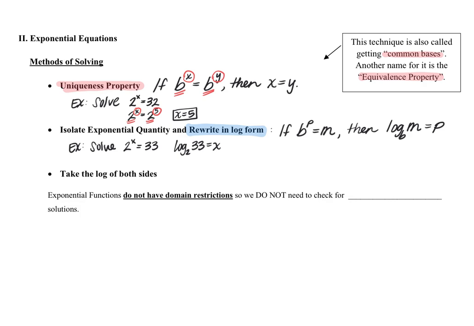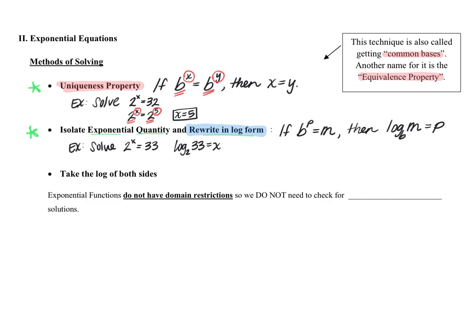Then our third method of solving is called taking the log of both sides. This happens to be my least favorite. I'm going to always encourage you to try to use the first two methods, which would be the uniqueness property, and then isolating the exponential quantity and rewriting the equation in log form. But I will also show you some examples where you can take the log of both sides if you prefer.